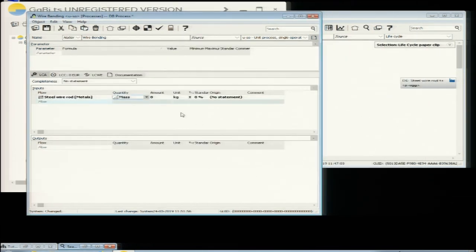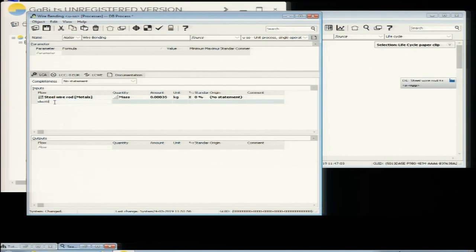Now, this is added as a flow here. Now, the amount, the quantity can be the mass, in steel and iron. The mass amount that we can put here is 0.00035 kg for one clip. So, this is the mass for that. Also, the input to this process would be electricity. We need power to work on it.